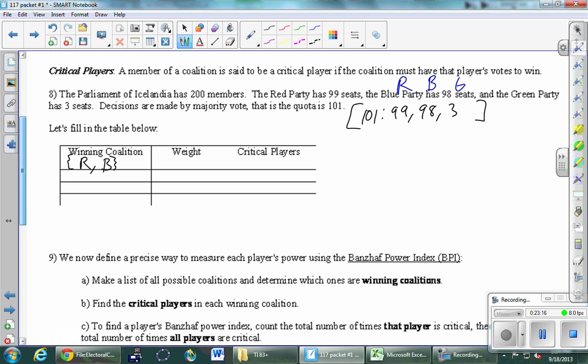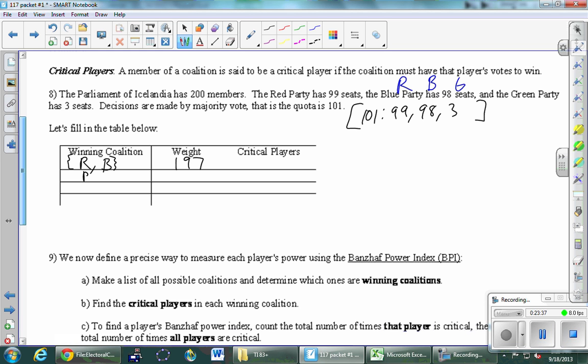What is the total weight of those two together? Yeah, so it's 99 plus 98, which is 197. And how do we know that's enough in this case? Anything more than 101, it passes. So that's why it's a winning coalition. Are there any other pairs of winning coalitions?